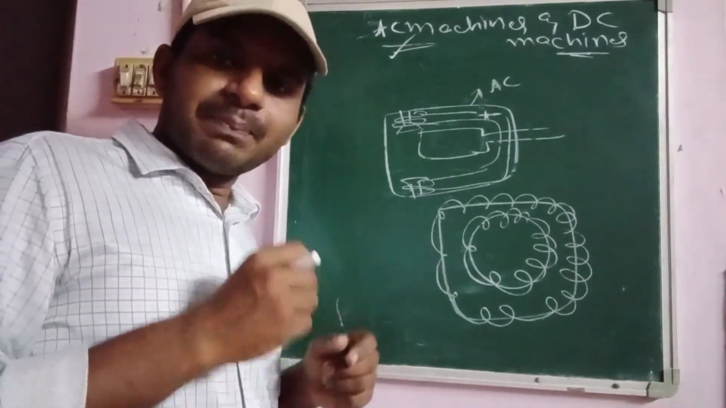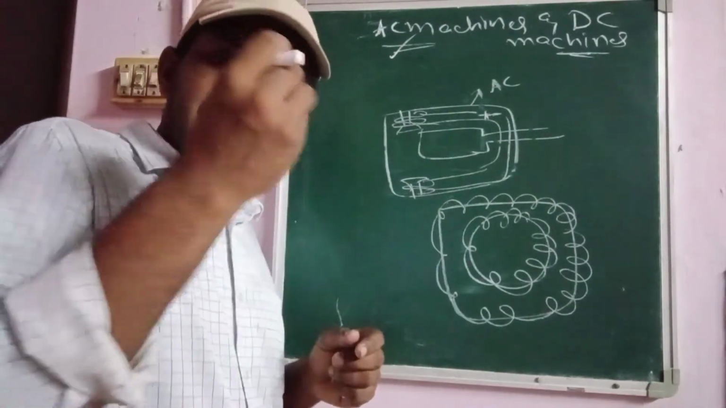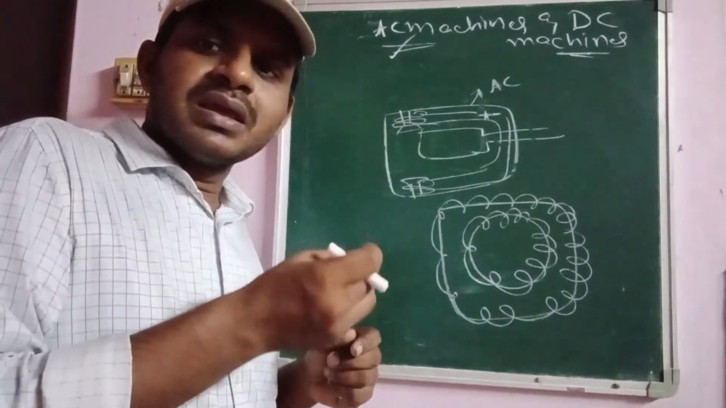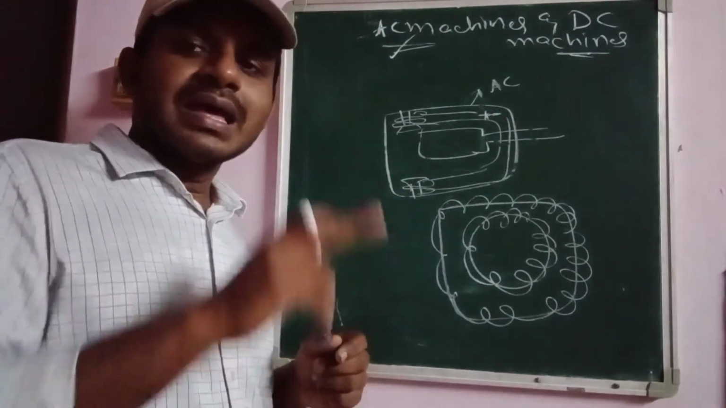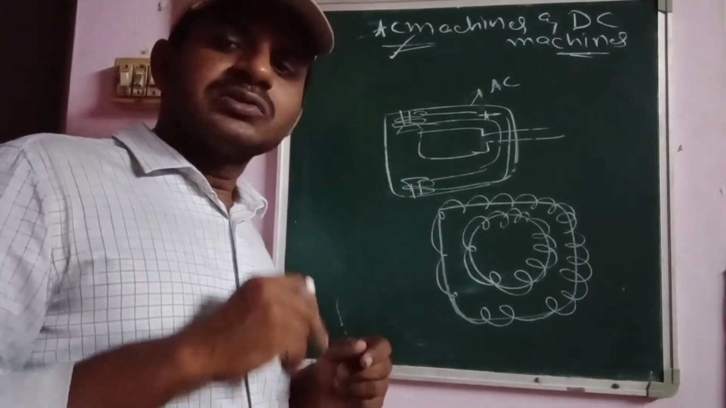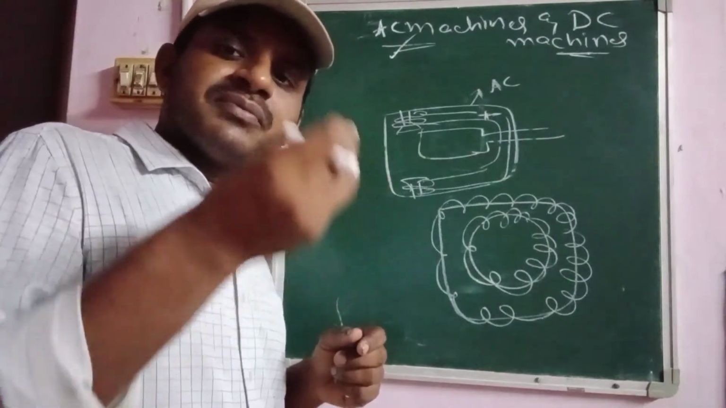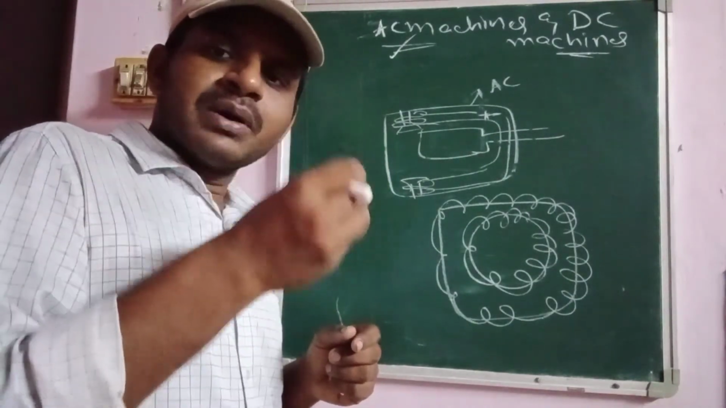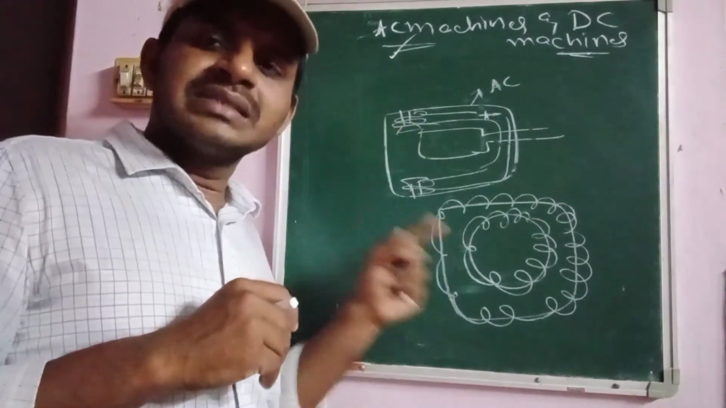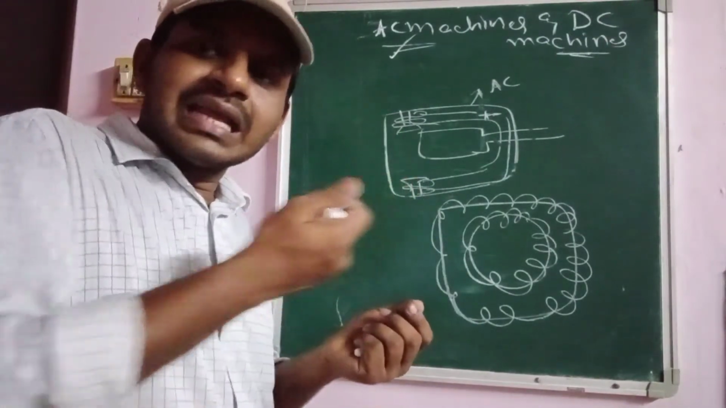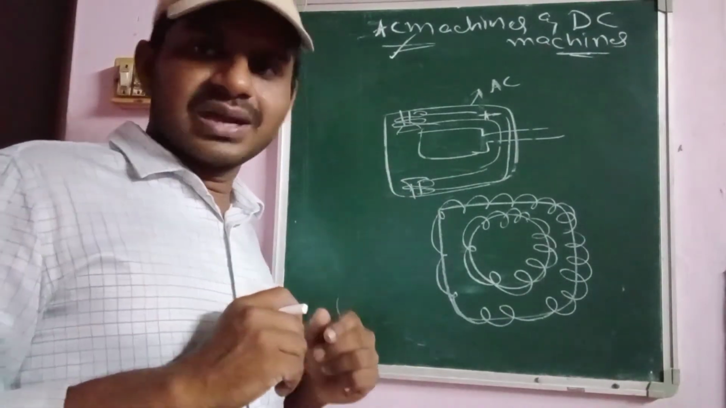Whenever supply is given to the field winding of the stator, some flux will exist. That flux cuts the rotor through the air gap. Whenever flux exists in the rotor, some EMF will be developed. Due to that EMF, finally we get current in the DC generator, and that current can be collected with the help of brushes. We already discussed this in the previous sessions.